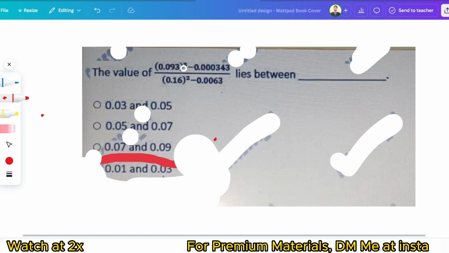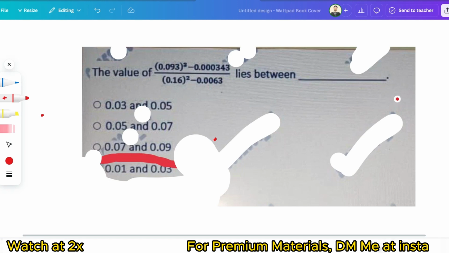So here, as you can see, 0.093 to the power cube minus this, and by 0.16 square minus this. If you know any shortcut tricks, then please comment down. If you don't know, then it's fine, I'm giving you a shortcut trick. The trick is to get the nearest whole number: 0.093, we can assume as 0.09.